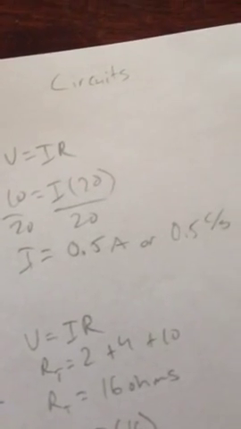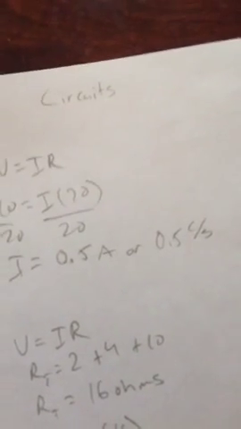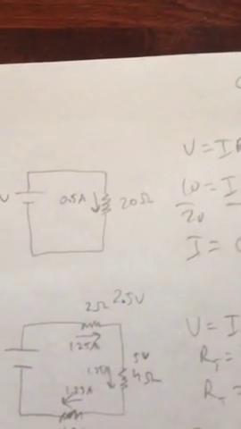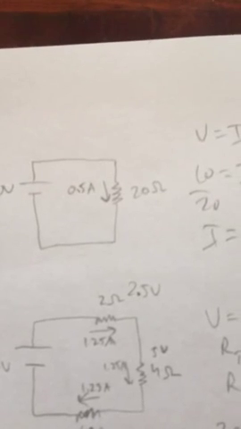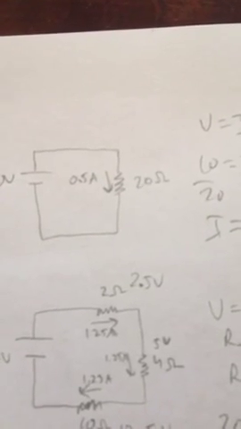0.5 amps or 0.5 coulombs per second. And that's the total current, and since it's in series, it receives 0.5 amps.